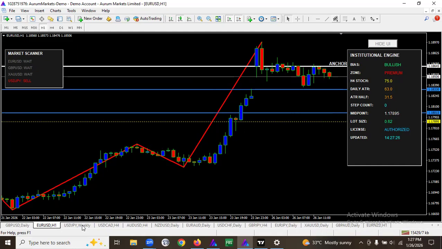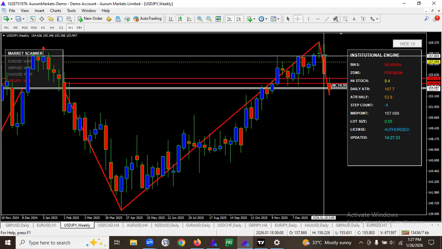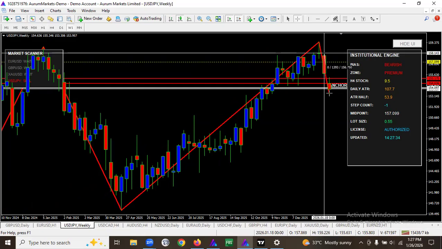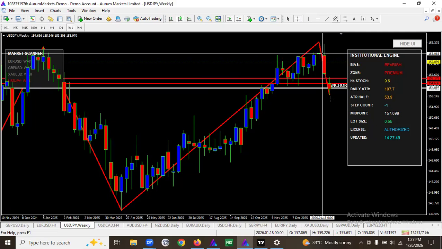Let's see USD JPY. USD JPY is giving us a bearish bias, and this bearish bias started from this point. If you had sold USD JPY after the formation of this candle, we had this bearish setup and price was at the premium area. So this would have been the best entry after the formation of this doji. You should have sold and you would have made so much profit on USD JPY.